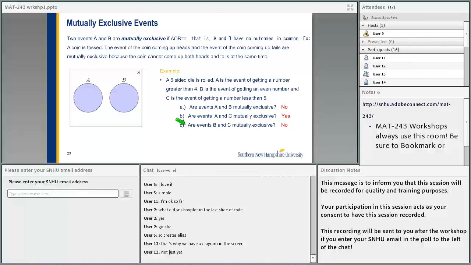Are events B and C mutually exclusive? B is the event of getting an even number. That will be 2, 4, or 6. C is the event of getting a number less than 5. So that does include 2 and 4. So B and C are not mutually exclusive.